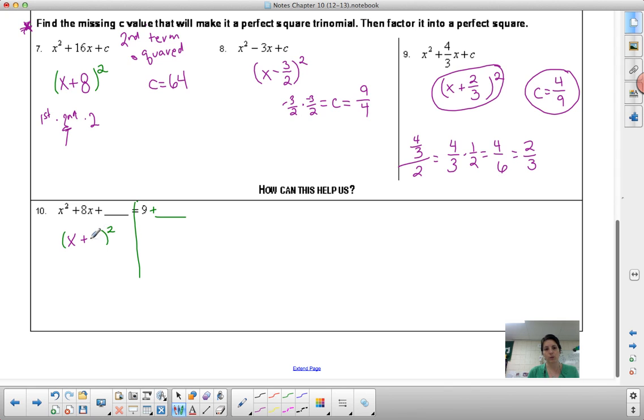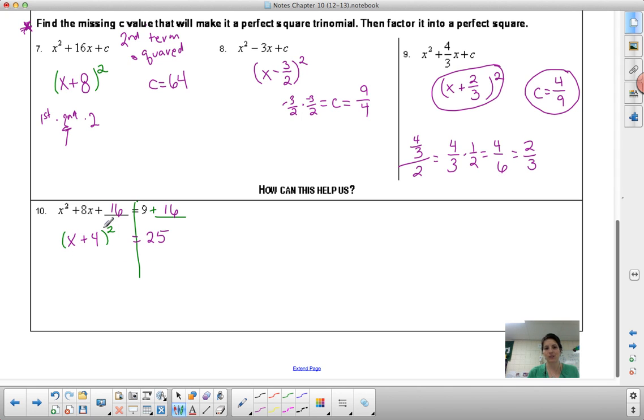So 8 divided by 2 is 4. And that c value that's missing is what we're going to add to both sides so that we can take a square root. So the c value is 4 squared, or 4 times 4, so 16. Remember, it's a balance line, so if I add something on the left, I also have to add it on the right. And 9 plus 16 is 25.